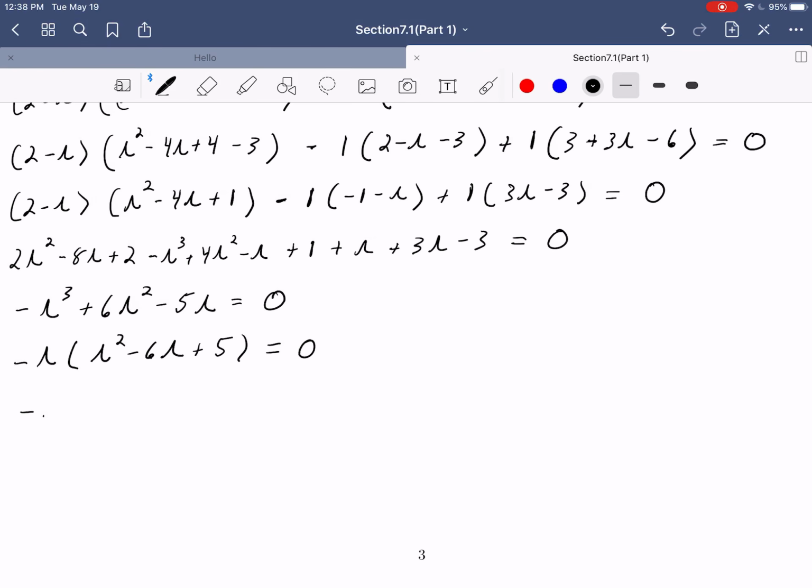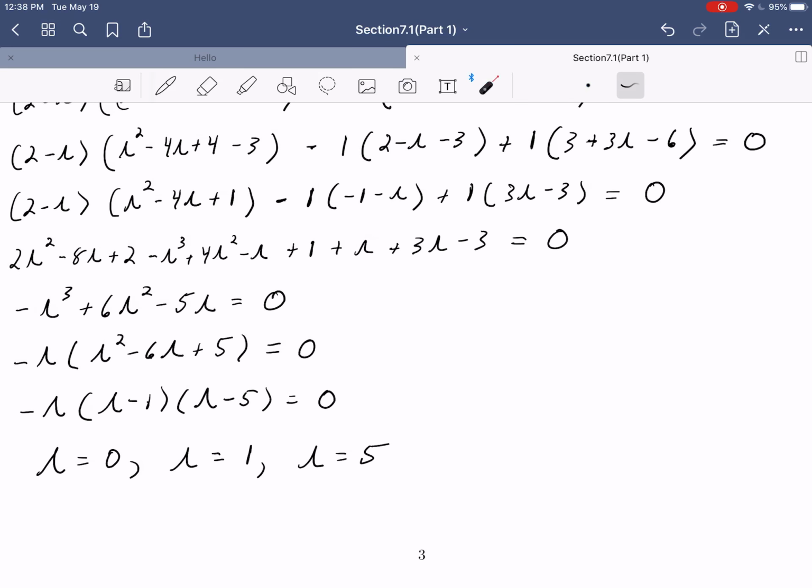And then it looks like we should get minus lambda, lambda minus 1, lambda minus 5 equals 0. And we can see that we get 3 eigenvalues, lambda equals 0, lambda equals 1, and lambda equals 5. So we've got our 3 eigenvalues there.